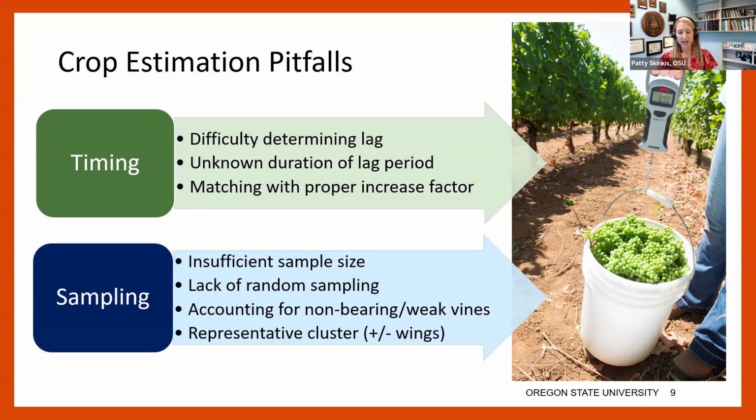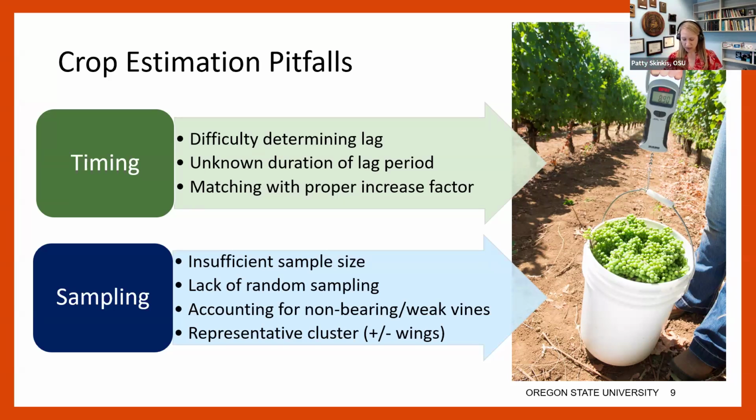The second part is just not having enough sampling. So insufficient sample size, not doing a good job of getting a good random sample or a sample that's representative. Sometimes people don't adequately account for non-bearing or weak vines.